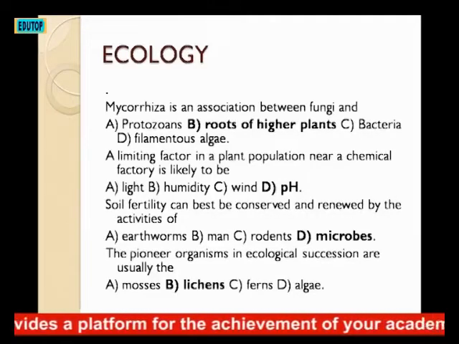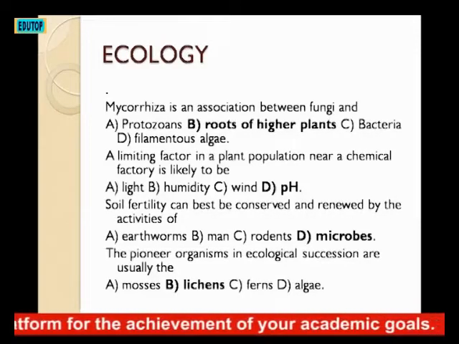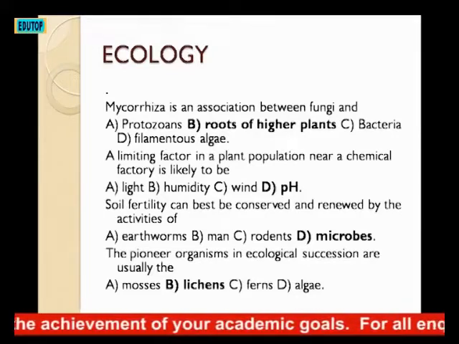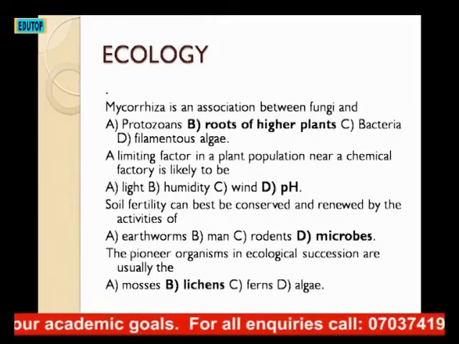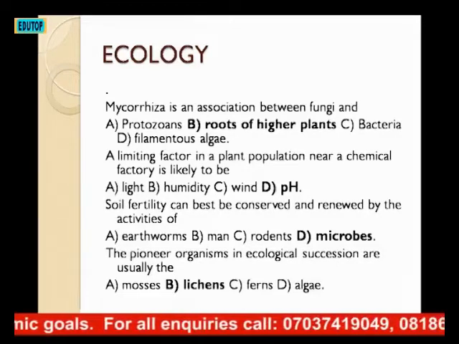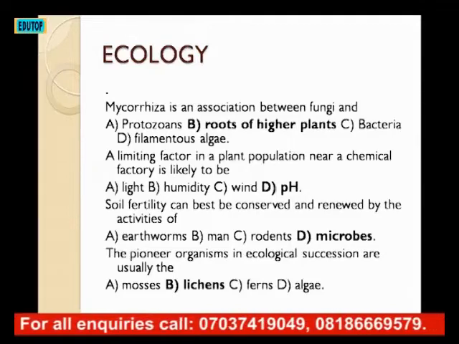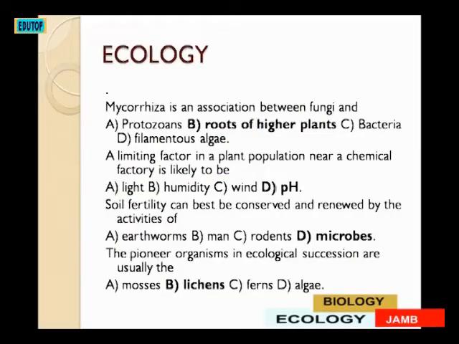Mycorrhiza is an association between fungi and what? A. Protozoa. B. Roots of higher plants. C. Bacteria. D. Filamentous algae. Mycorrhiza is the association between fungi and the roots of higher plants. For instance, we have rhizobium attaching itself to the root of leguminous plants. That is an association. So the answer is B. It is the association between fungi and the roots of higher plants.